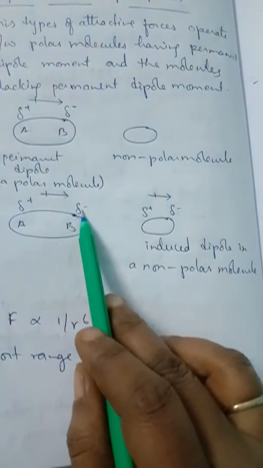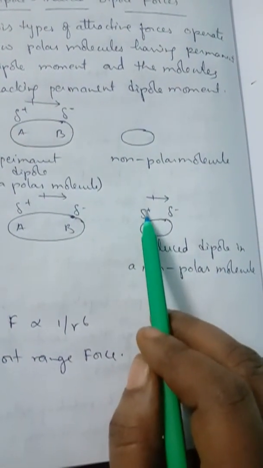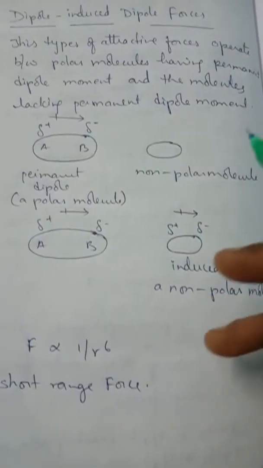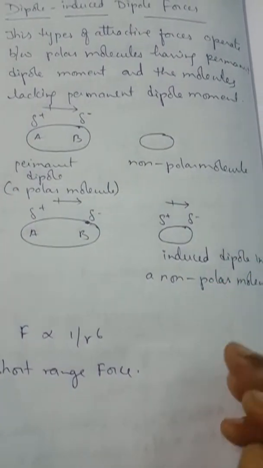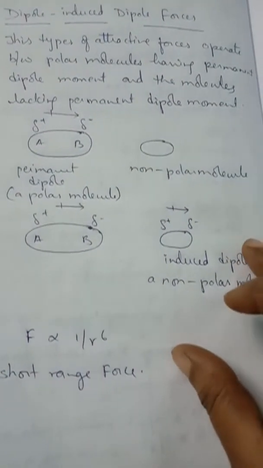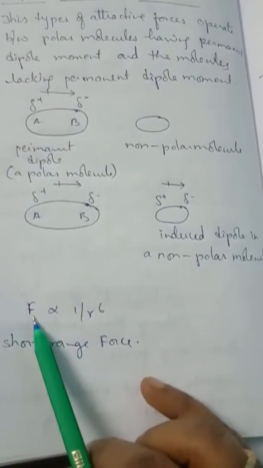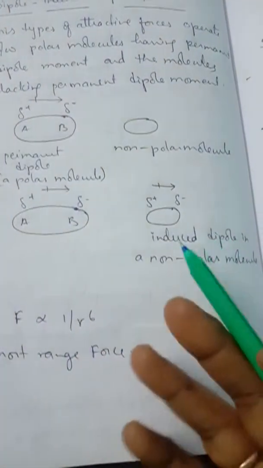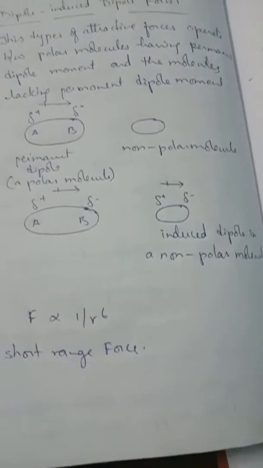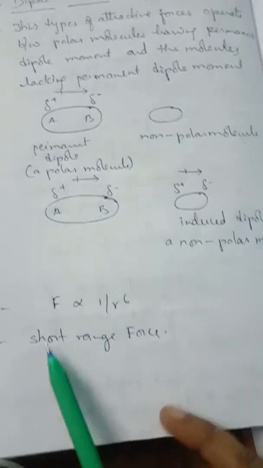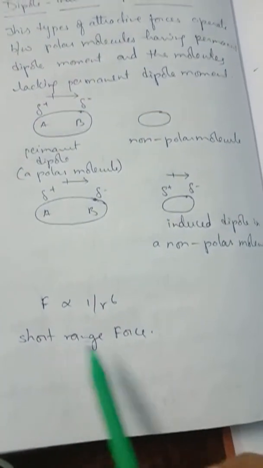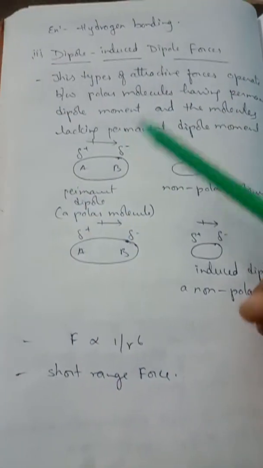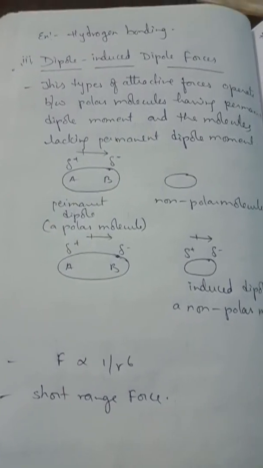That means here a minus charge is there, and here it acquires a positive charge. When it is positive here, it will be negative there. So it acquires such kind of energy. Understand, children? In this case also the interaction energy is proportional to 1 by R to the power 6, where R is the distance between the molecules. And this type of force is also a short range force. So this is about the three types of van der Waals forces.